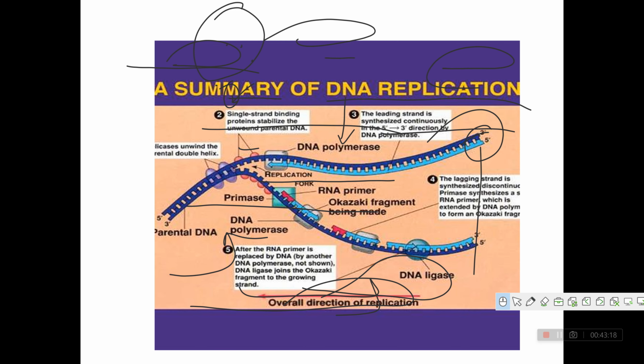Okay. This is the summary of DNA replication. What happens in DNA replication? First, helicase unwinds the double helix DNA. Second, single stranded binding protein binds with the parental strand. This is the third step: the leading strand is synthesized continuously in the 5' to 3' direction. Fourth, the lagging strand is synthesized. Last, the fifth, the RNA primer is replaced by DNA, and in the Okazaki fragments, DNA ligase comes and joins the fragments. So, this is the complete process of replication. Okay.